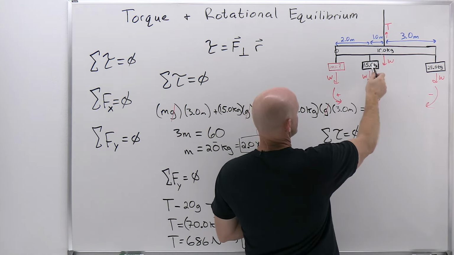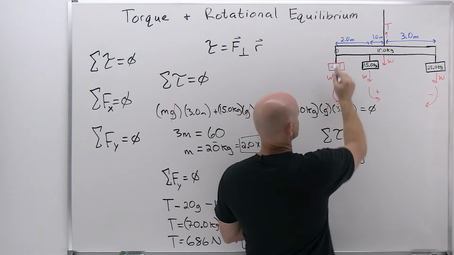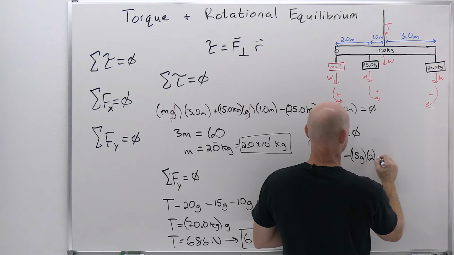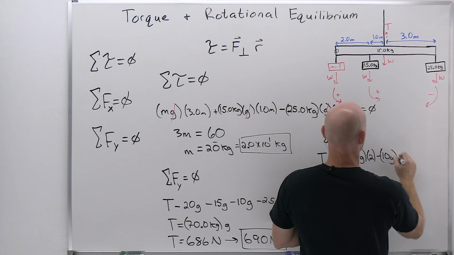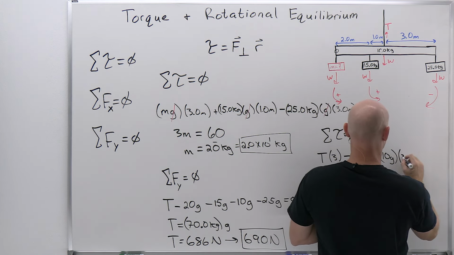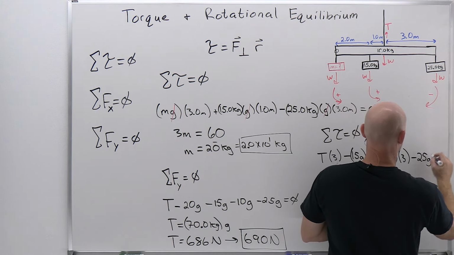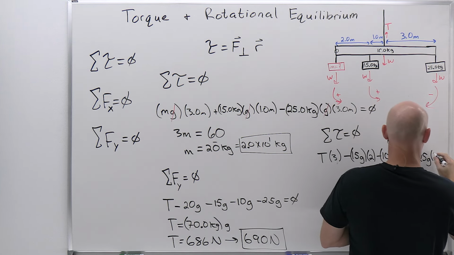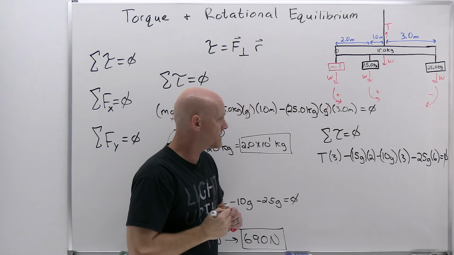And so in this case, we've got 15g, and that's times a lever arm in this case of 2 meters, minus 10g times a lever arm distance now of 3 meters for the platform's weight itself, and then minus 25g times a lever arm now of the entire 6 meters. And that all adds up to zero.